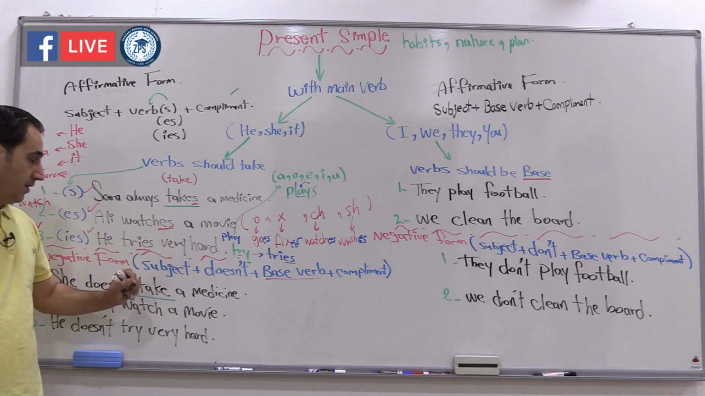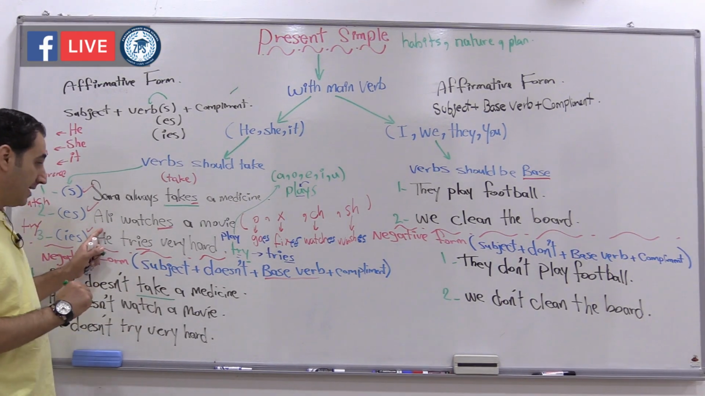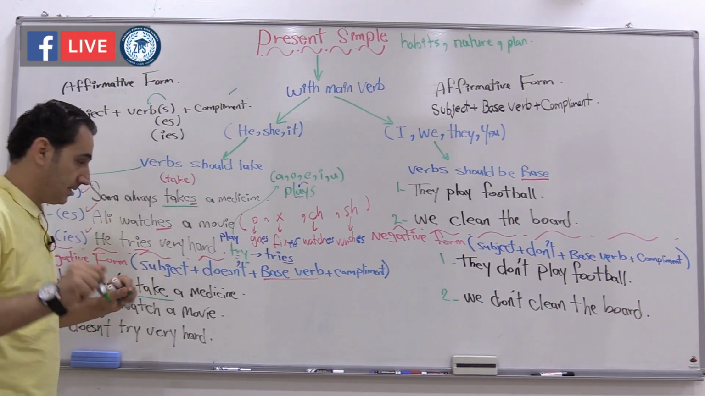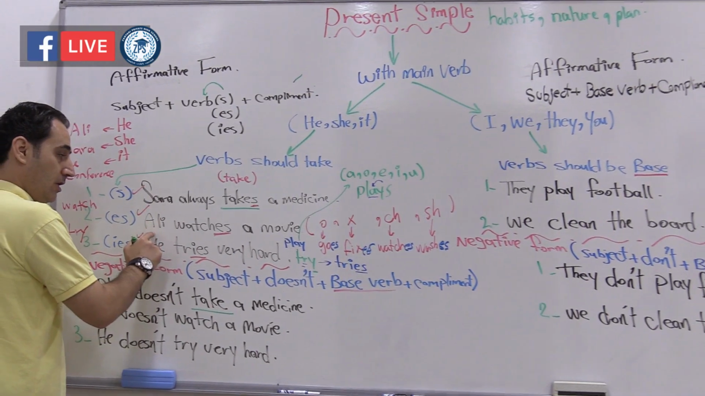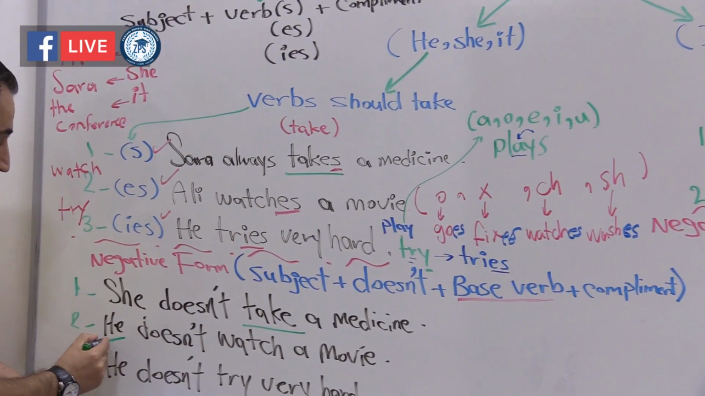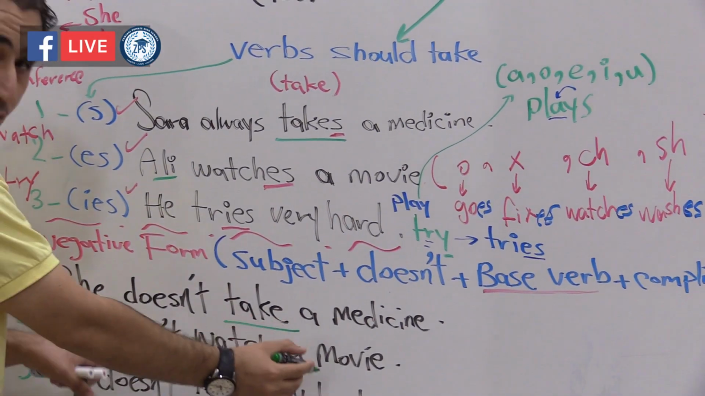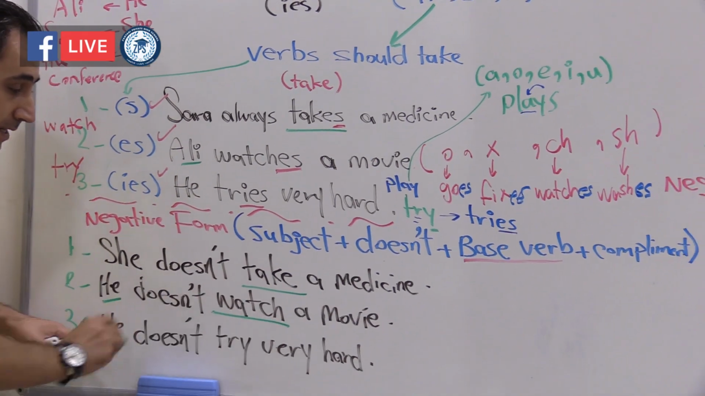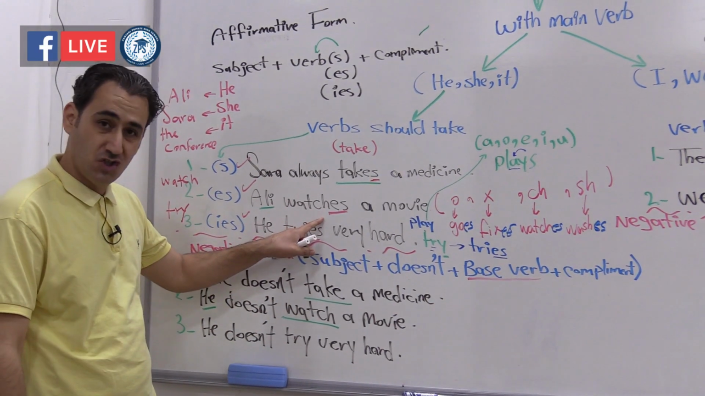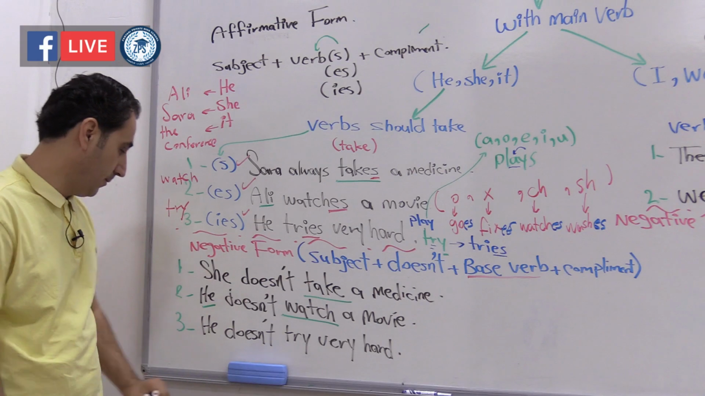Ali watches a movie. So, can you tell me what's the negative form of this sentence? Ali watches a movie. Can you? Yes. Good. He doesn't watch a movie. Look, he, instead of using Ali, doesn't watch a movie. So again, we have what? The base form of the verb watches. So, watches becomes watch. Be careful.